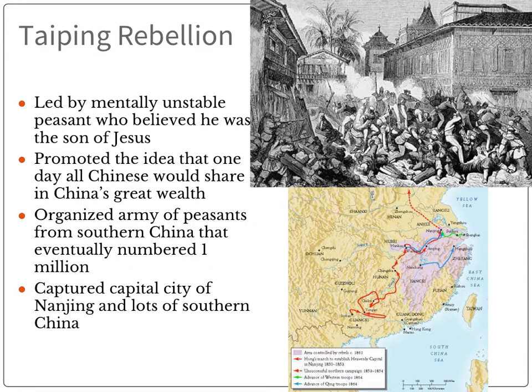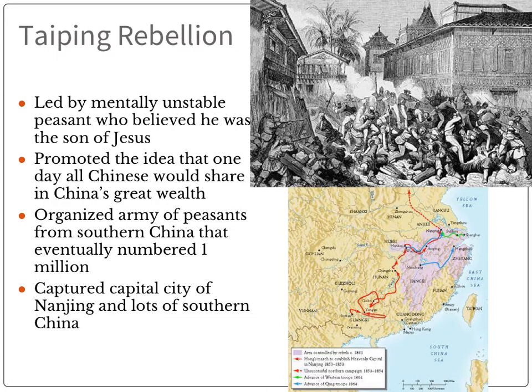So what were the immediate causes or the actual thing that started it off? The Taiping Rebellion was started by a mentally unstable peasant who proclaimed that he was the son of Jesus. I mentioned that only because it shows how Christianity was gaining more and more influence in China. Even though this doesn't make sense if you're following the Christian religion, it shows that they were exposed to all of these ideas such as the Christian religion.